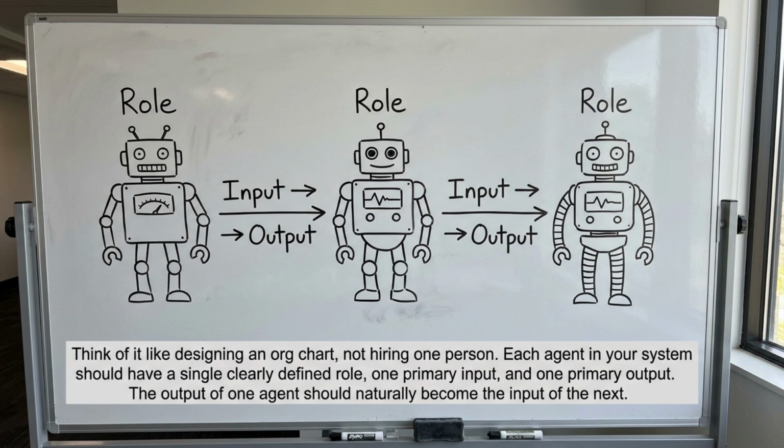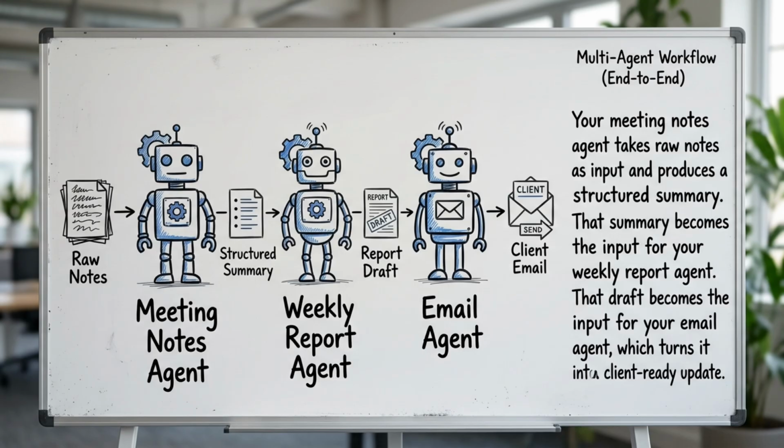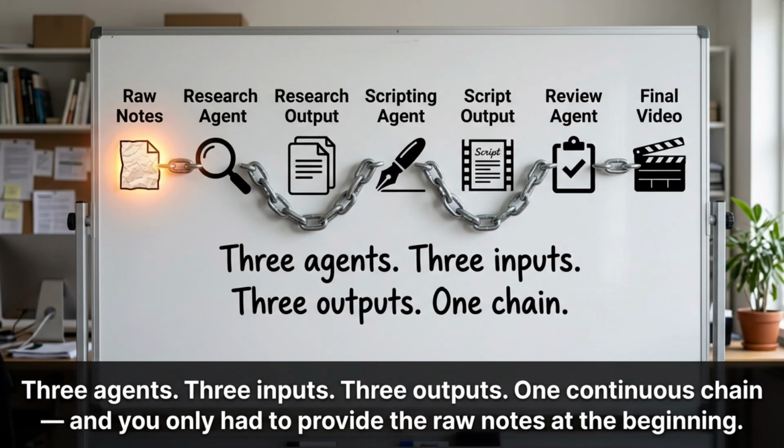Here's a simple example of what that chain looks like in practice. Your meeting notes agent takes raw notes as input and produces a structured summary as output. That summary becomes the input for your weekly report agent, which produces a draft report. That draft becomes the input for your email agent, which turns it into a client-ready update. 3 agents, 3 inputs, 3 outputs. One continuous chain, and you only had to provide the raw notes at the beginning.